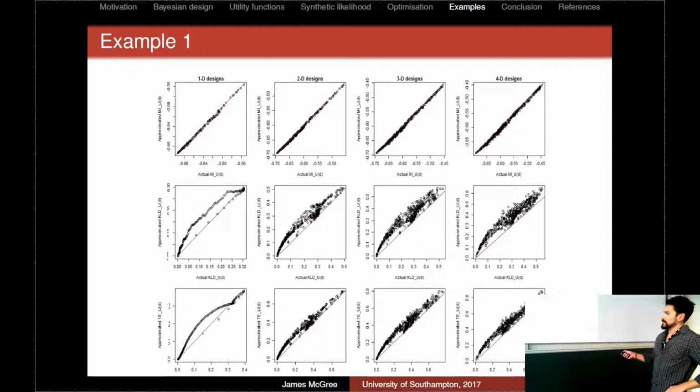And the last row is for total entropy, and it's a similar case, right? We're biasedly estimating our utility, but the rankings are essentially fine, so we're happy with that. Okay.